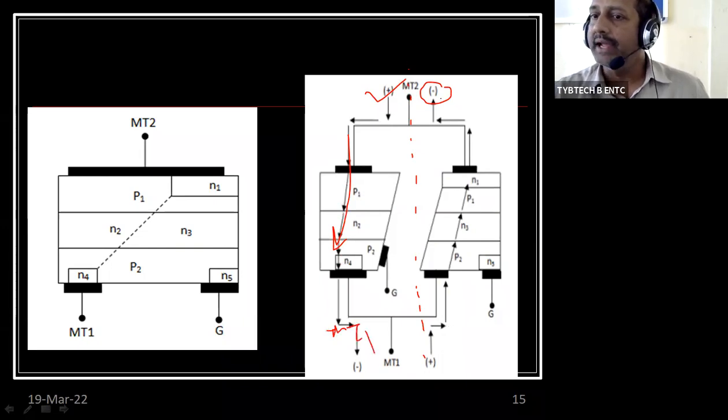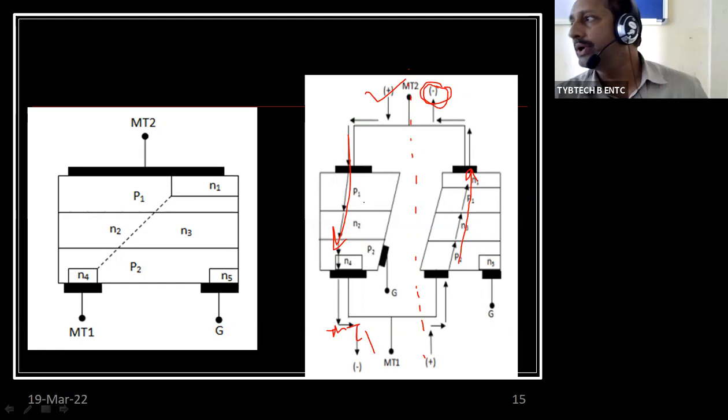And if the MT2 is negative, that is reverse bias, the current flow will be in a reverse direction. So here, one thing we are supposed to observe is that even though it is a 5-layer device, the current flows through only 4 layers in either mode, and the P1, P2 roles are going to be changed. You are supposed to observe that in this diagram. That's why I have added this particular slide.